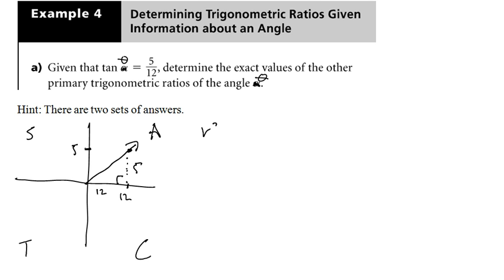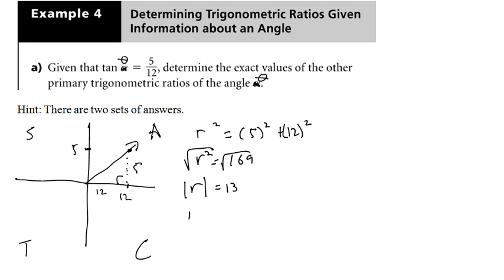So we're going to end up with r squared equals 5 squared plus 12 squared. So we're going to get r squared equals 169. Square root both sides. Square root of r squared is the absolute value of r. It's going to equal 13. So r is going to equal positive or negative 13. And of course it's not going to be negative. So we just end up with r is 13. So there's our radius there on our diagram, 13.